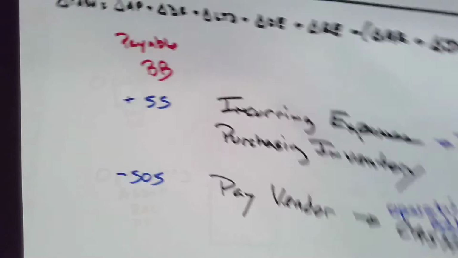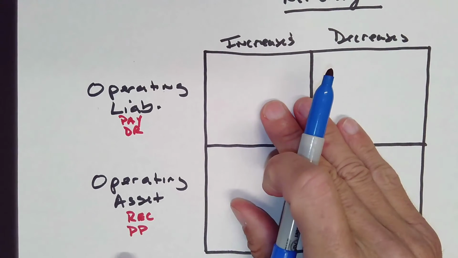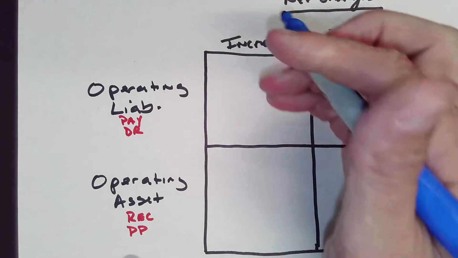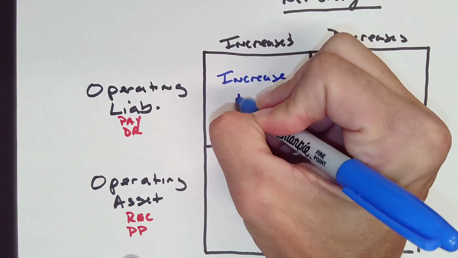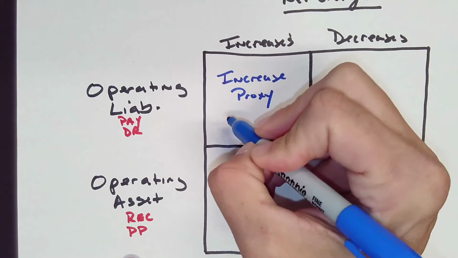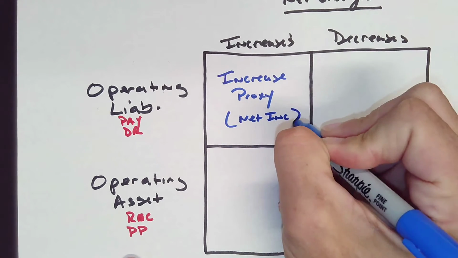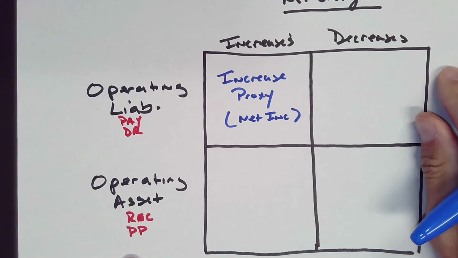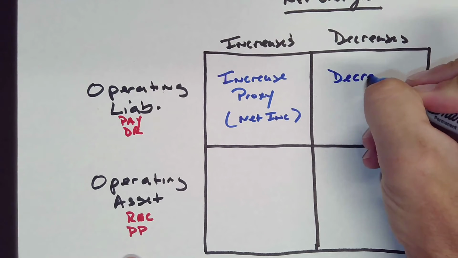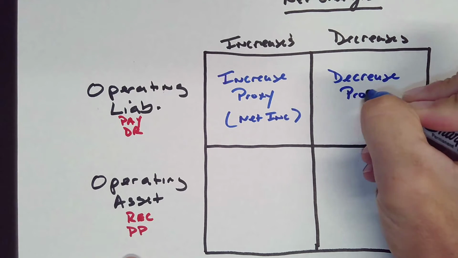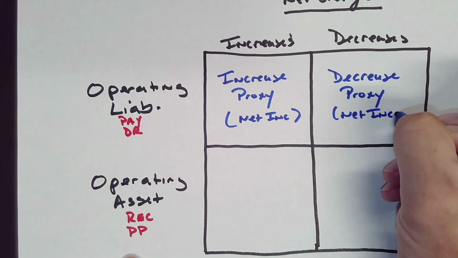So going over to our little 2x2, when I have increases in operating liabilities, I need to increase the proxy. Again, the proxy is net income. If I have decreases in operating liabilities, I need to decrease the proxy. Again, the proxy is net income.